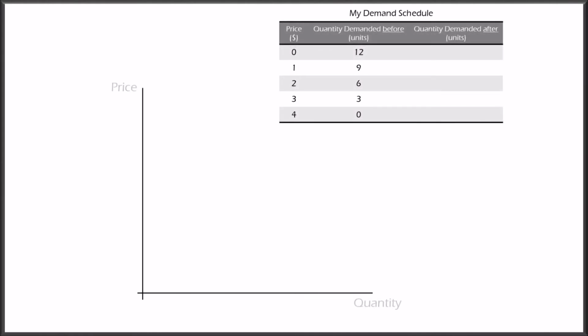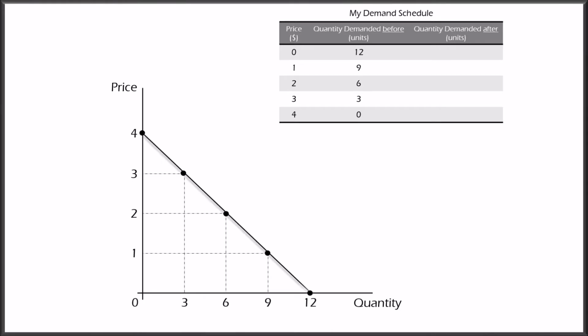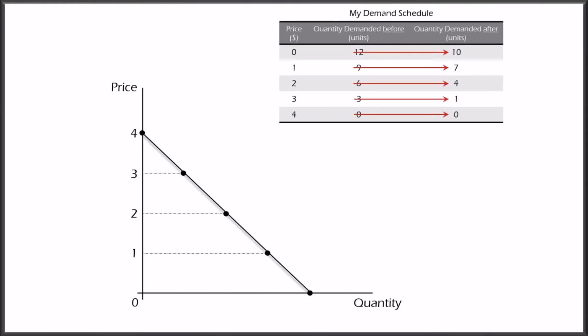We can show the shift by first drawing the initial demand curve with quantity demanded before the change. We can then draw the new points on the graph and link them together to find the new demand curve. Note that a shift of the demand curve to the left is called a decrease in demand.